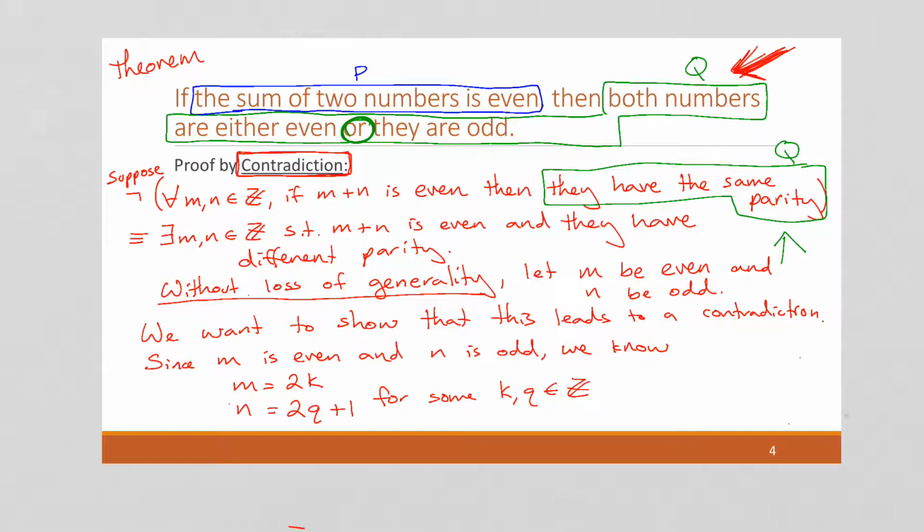But notice what we're going to do next is we're going to try to figure out what is m plus n. And our theorem says that it's even, and we want to show a contradiction, so we're probably going to show that with these m and n, it's going to cause m plus n to be odd, and that will be our contradiction. Let's see what happens.